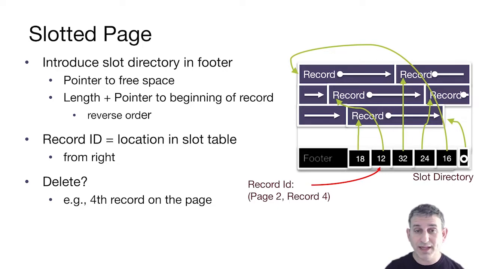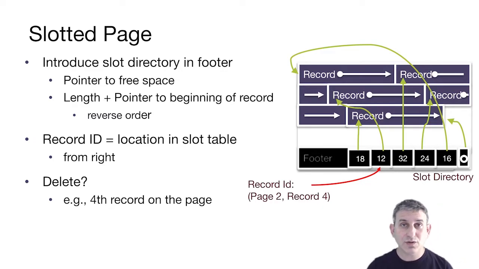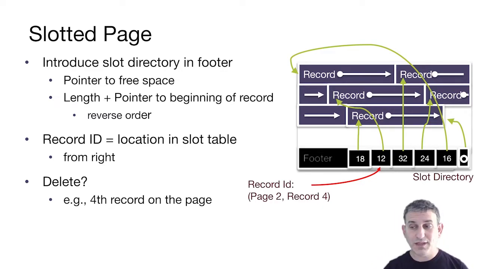That pair of a length and a pointer determines the beginning, the pointer, and the end, pointer plus length, of the record. Recall that the slots are stored in reverse order, right to left, so to speak, in the slot directory. So record ID 4 is this thing that's pointed to at the bottom. It's the fourth slot from the right. It's the one with length 12.